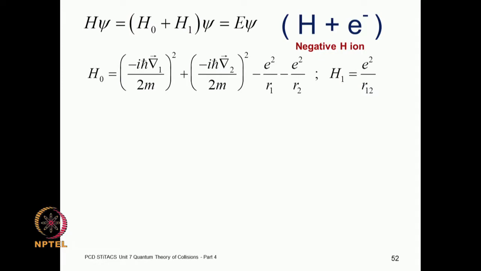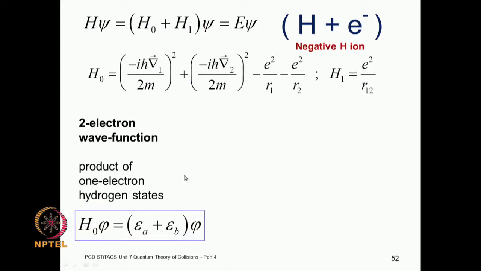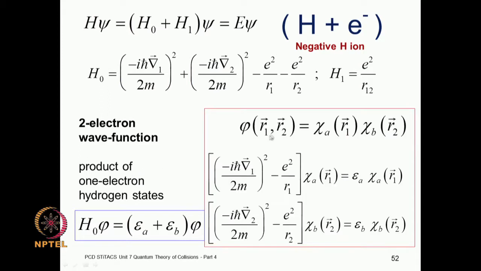So you have got the kinetic energy operator for one electron and the kinetic energy operator for the second electron, and the potential energy of each of the electrons in the field of the nucleus, but you have ignored in H0, this is the unperturbed Hamiltonian, the interaction between the two electrons. So this is your unperturbed Schrodinger equation, and it gives you an energy which is just the sum of the two energies. Now you can write the two electron wave function as a product of these hydrogenic states, and your two electron wave function becomes a product of these two, and these are obtained as solutions of these two independent Schrodinger equations.